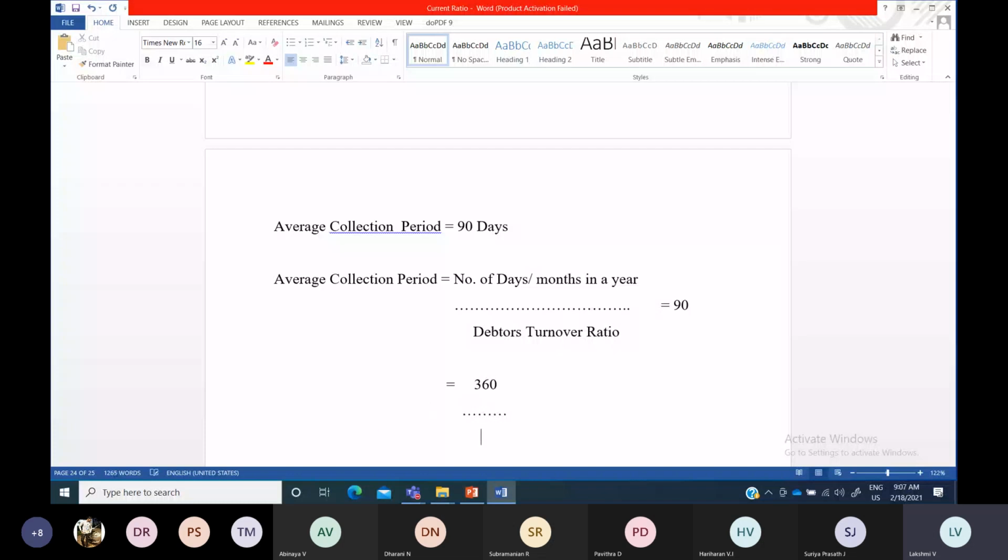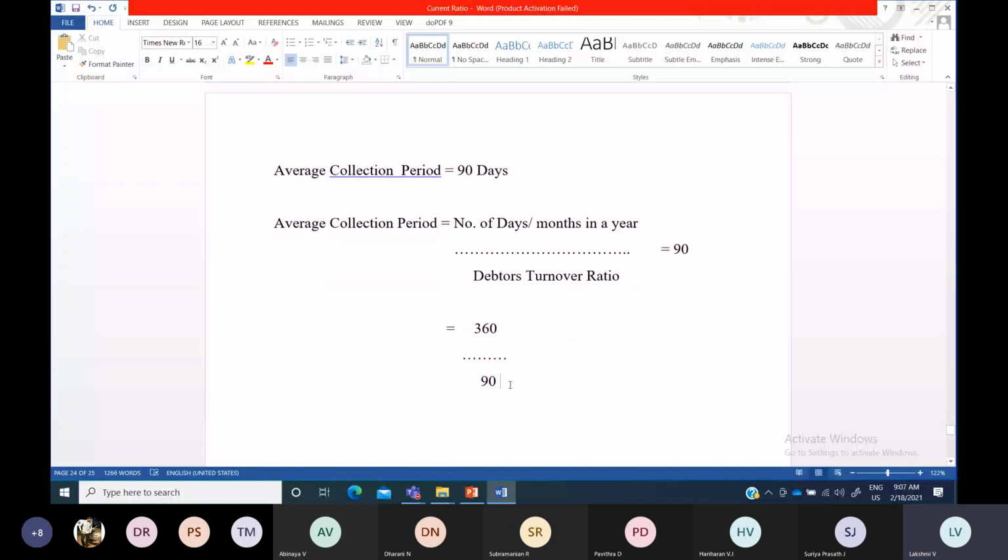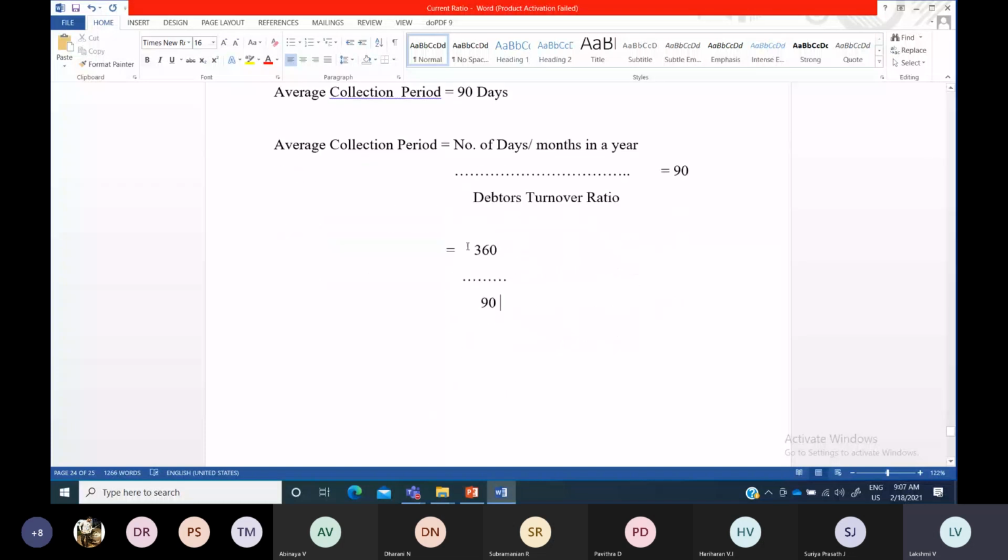Okay, in some of the questions they will mention to take it as 360 days itself. Okay, in certain questions they will not mention. Either you can consider 365 days also, but in order to get a round figure, I'm going to take it as 360 days. Okay, so here I cannot divide by 90 because I don't know the debtors turnover ratio. So whenever they represent it as days, you better take the number of days as 360 days, divided by debtors turnover ratio, which I don't know. So I'm going to consider it as X, is equal to 90.